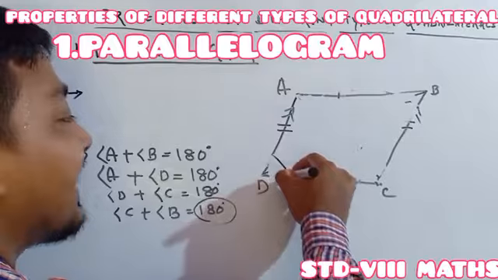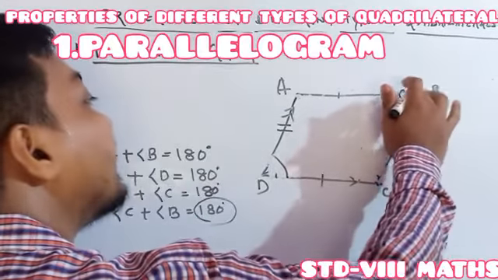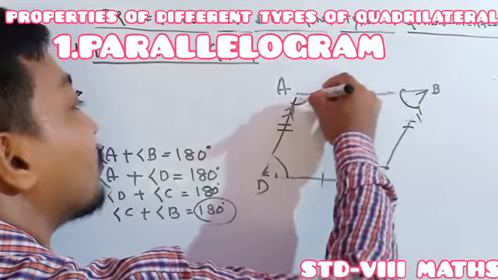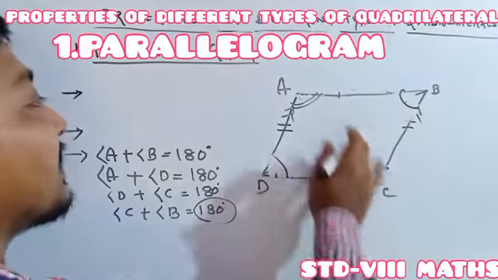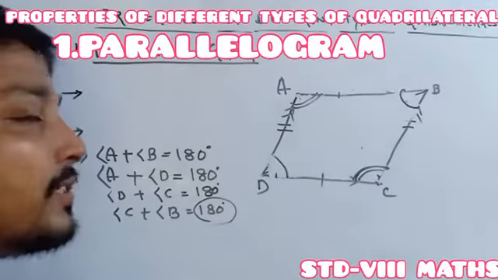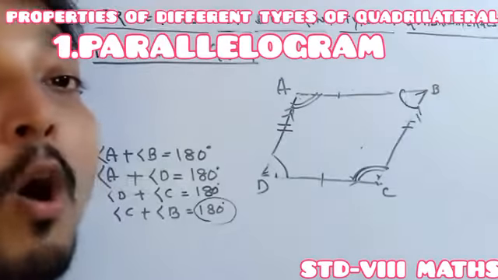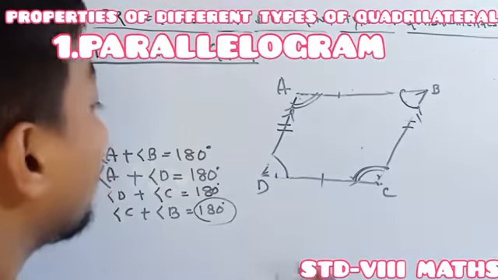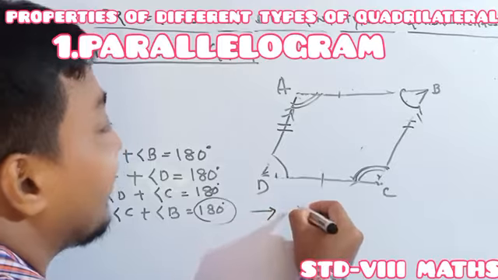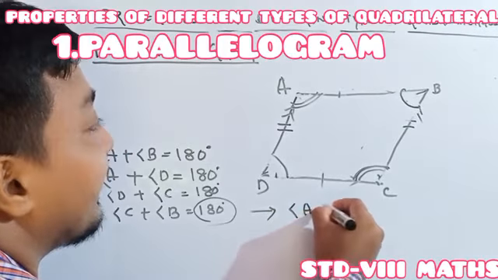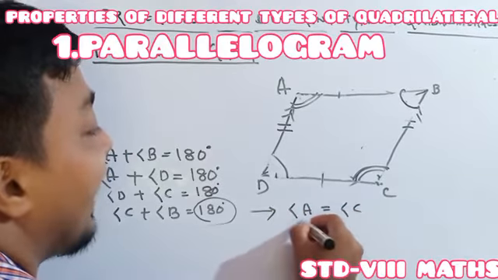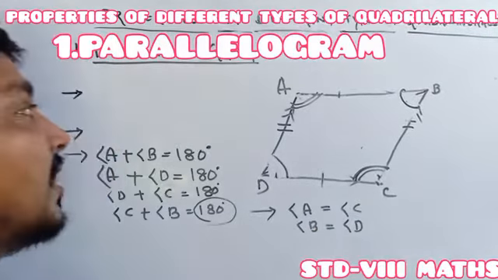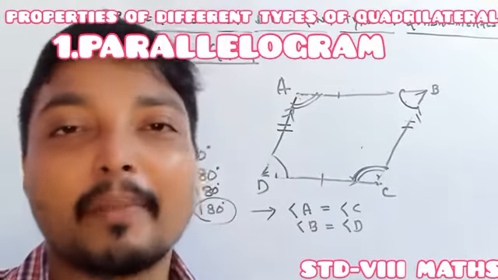But these angles are the opposite angles. See, this angle is opposite, and this angle is also opposite, a pair of opposite angles. This one opposite, also this one opposite. So you have to remember, opposite pairs of angles are equal. It means angle A is equal to angle C, and angle B is equal to angle D. Understood perfectly?